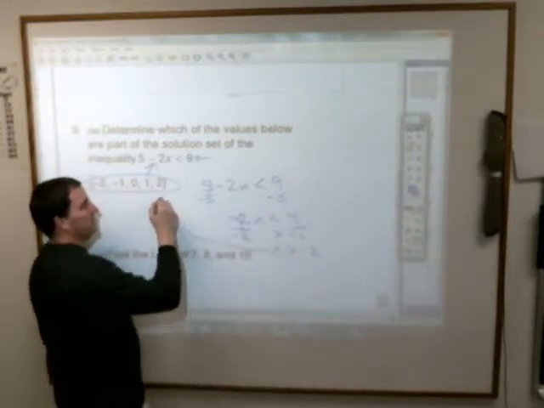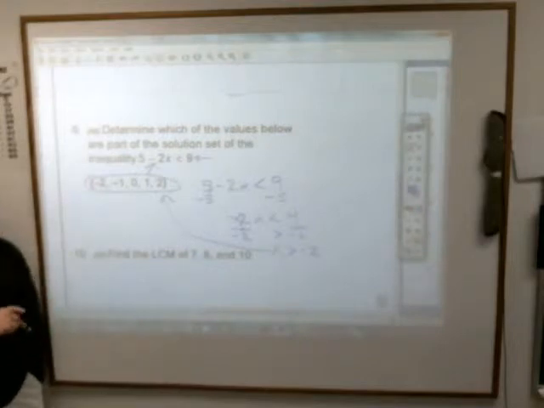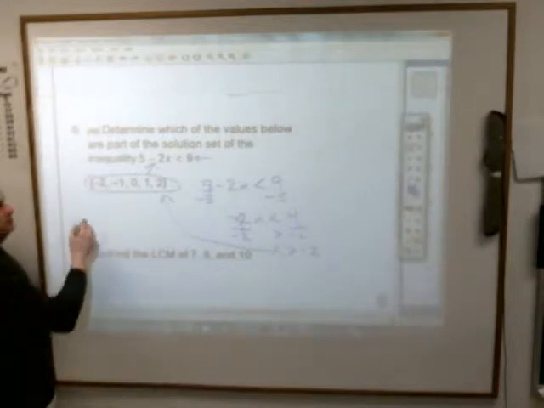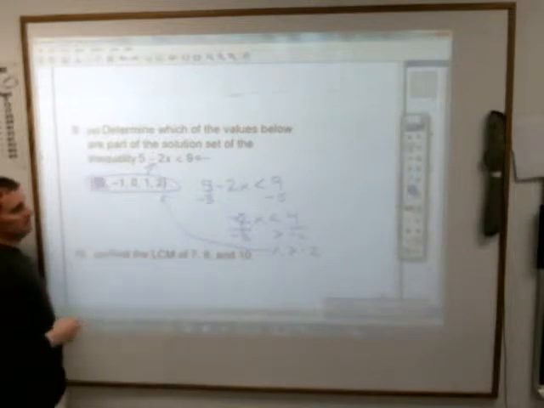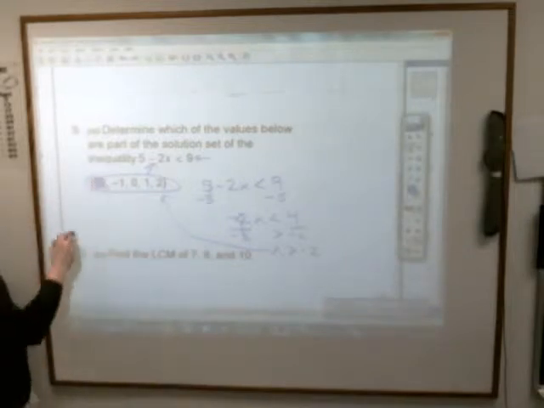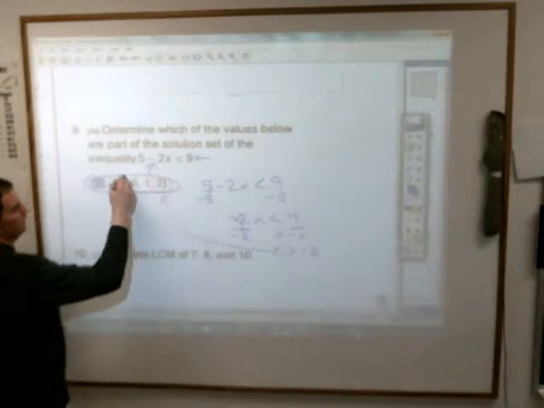Going back and looking at your possible numbers, what numbers are greater than negative 2? Well, all but this one. Negative 2 is equal to negative 2. It's not greater than. So that's where these answers came from.